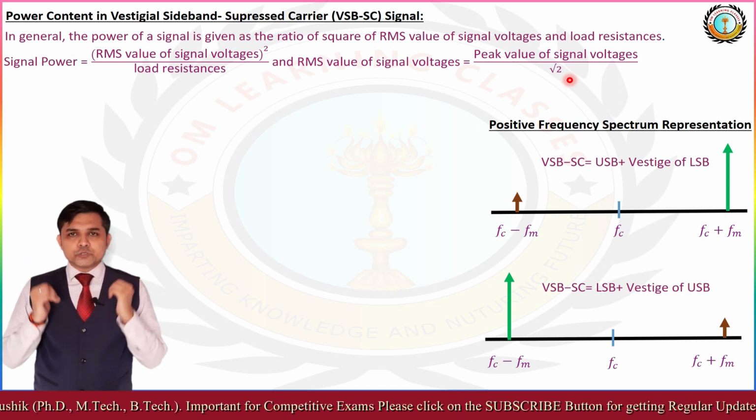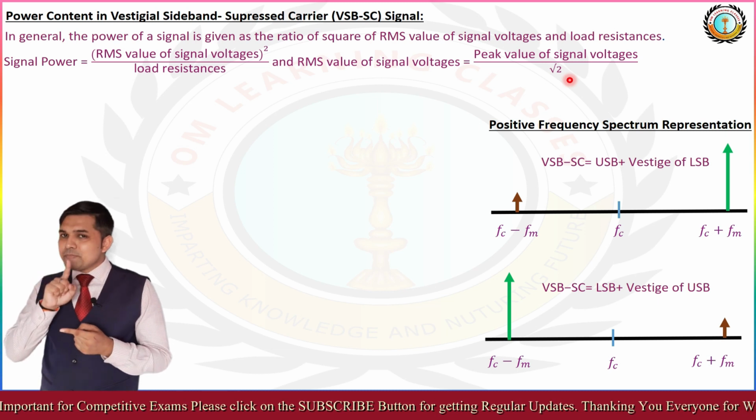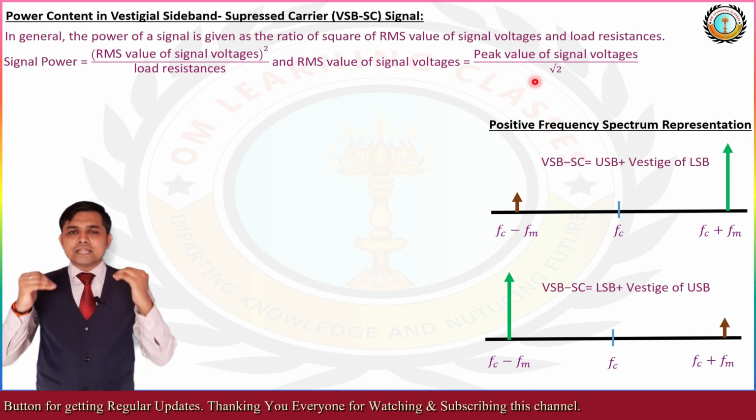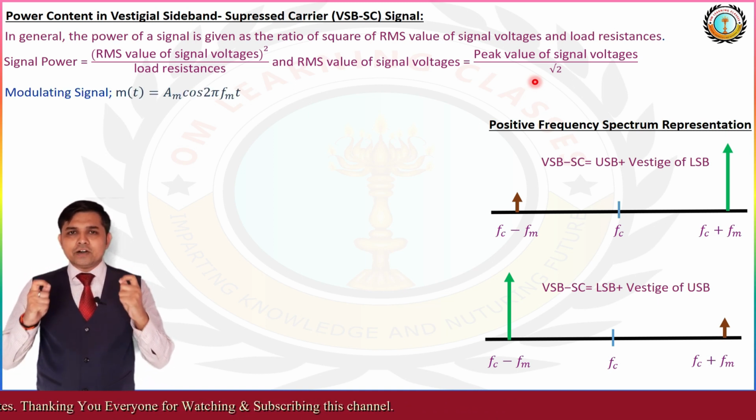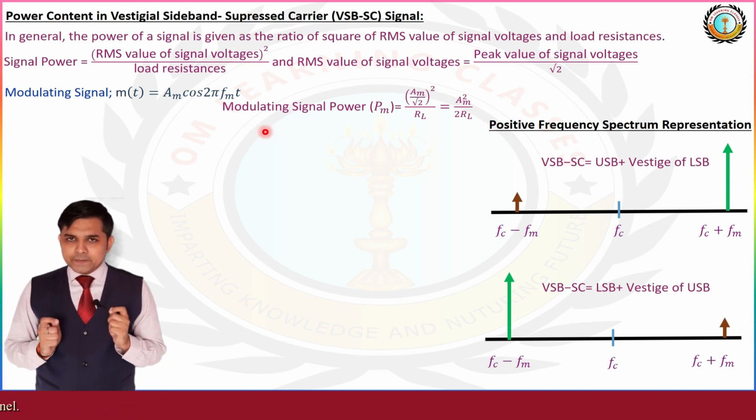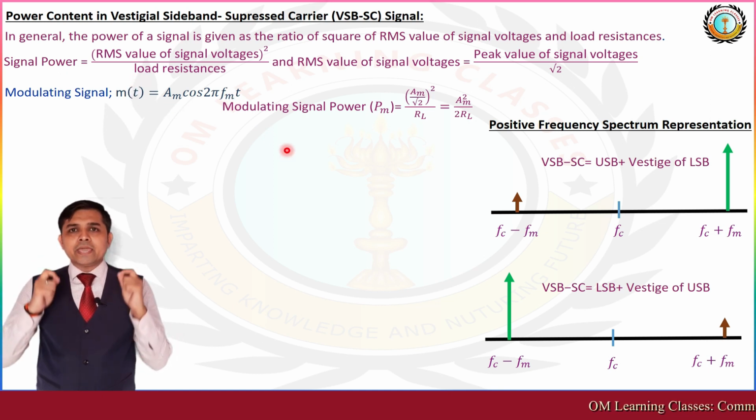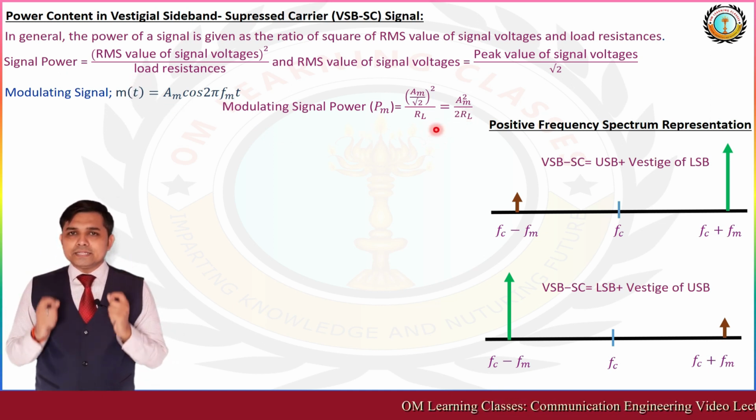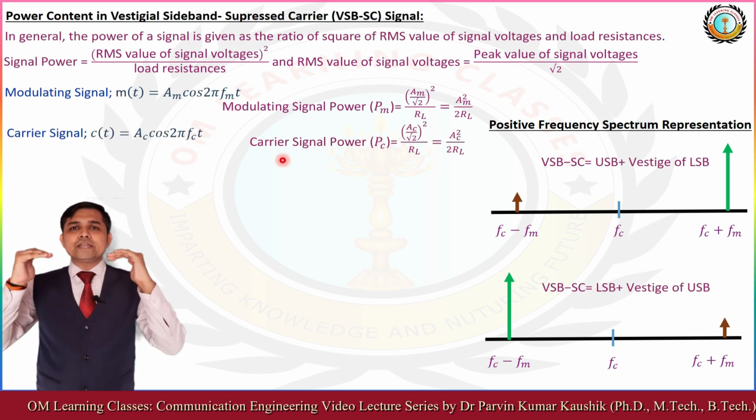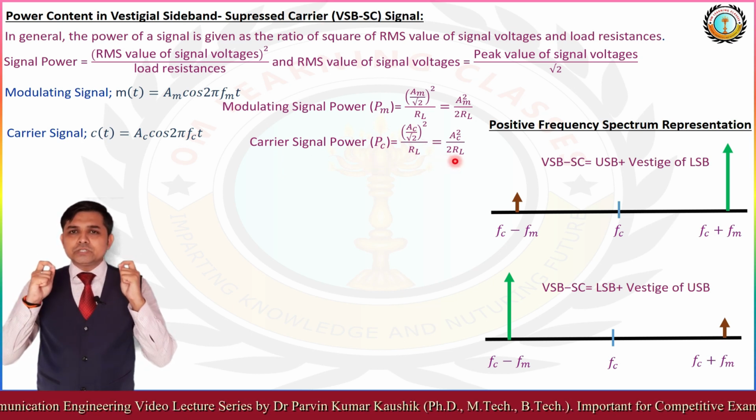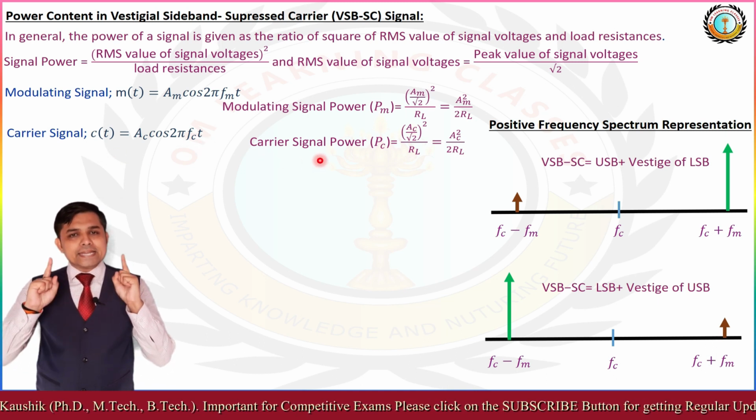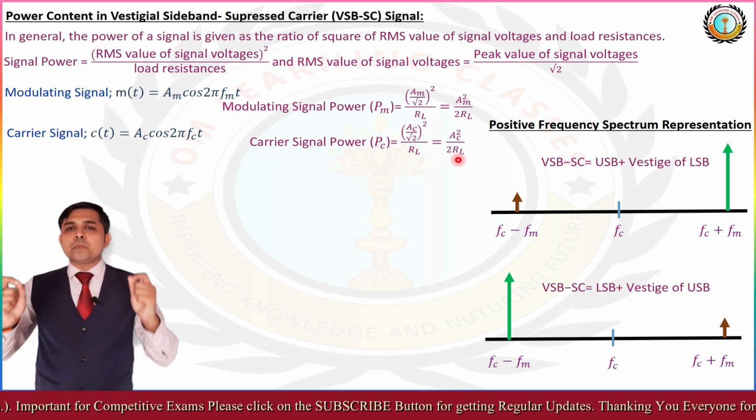the square root of 2. By utilizing this formula, we have the modulating signal power for our modulating signal, Am cos 2 pi fm t, which is equivalent to Am square by 2 RL. Similarly, we have the carrier signal power, which is equivalent to Ac square by 2 RL, corresponding to our carrier signal, Ac cos 2 pi fc t.